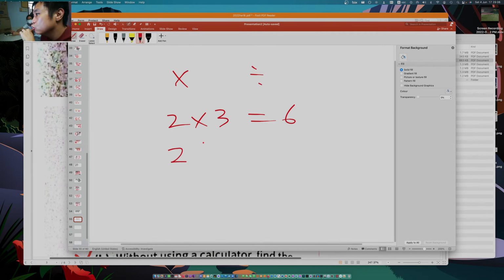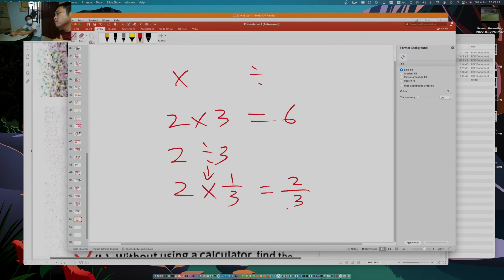Yes. 2 divided by 3. So when you do divide, do you know that you should change it to times, and then you flip the 3 into 1 over 3? Yes. So 2 over 3. So what I'm trying to let you see is, when you do divide, we are actually doing times, but we need to flip the number behind the divide sign upside down.